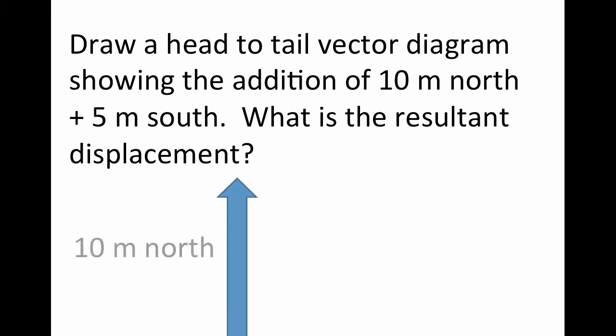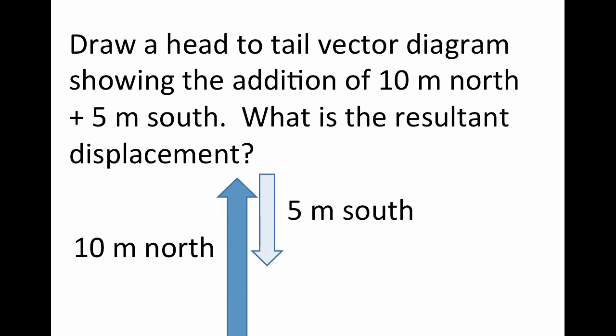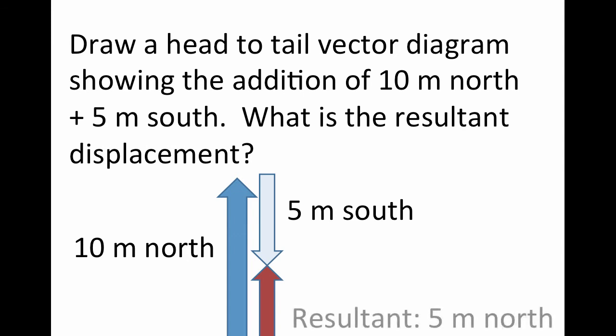There is my 10 meters to the north. There is my 5 meters back to the south. You can see it's a head-to-tail diagram. And the resultant is always from where I started to where I ended up. So there's my resultant in red. And as you probably already guessed, that would be 5 meters to the north.